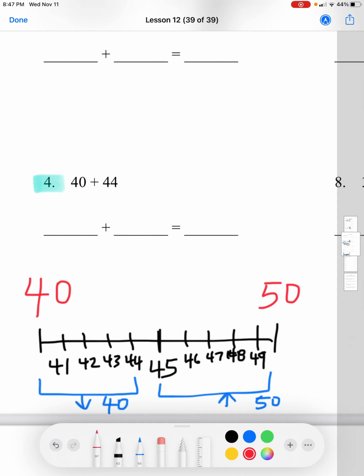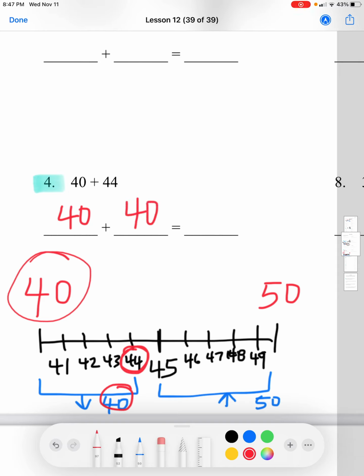So if we find the numbers, we have 40 and 44, right? 40 is right here, so 40 is obviously going to stay as 40. And then 44 is right here. It's in the part where we're going to be rounding down. So we're going to turn 44 into 40 also, because it's less than 45. If it's 45 or greater, it's going to be rounded to 50. If it's 44 or less, it'll be rounded down to 40.